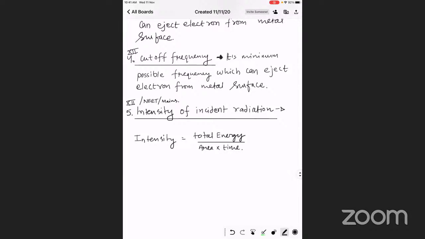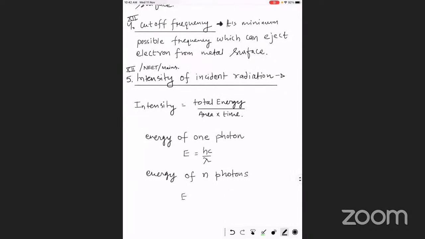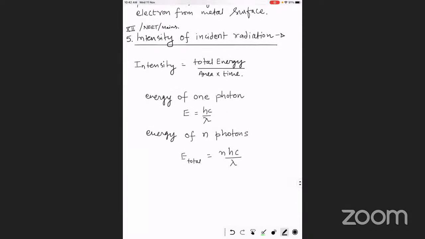Now, energy of one photon, do you remember? Energy of 1 photon is hc by lambda. So what is energy of n photons? It will be nhc by lambda. Correct. So this is total energy, nhc by lambda, right? Understood?